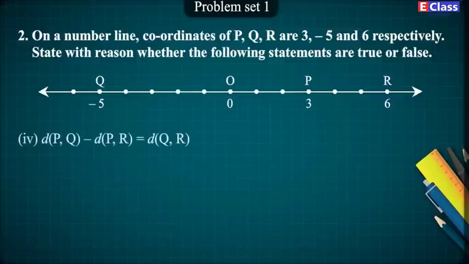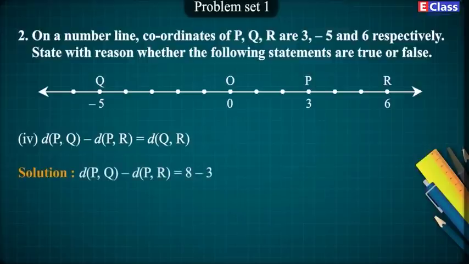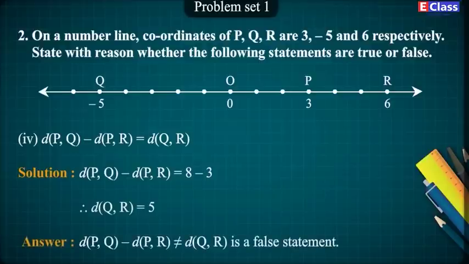4. Distance of PQ minus distance of PR is equal to distance of QR. Solution: PQ minus PR is equal to 8 minus 3. Therefore, distance of QR is equal to 5. Answer: PQ minus PR is not equal to QR is a false statement.